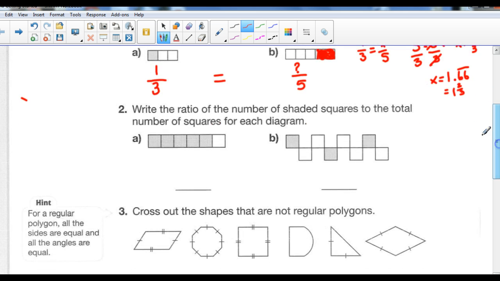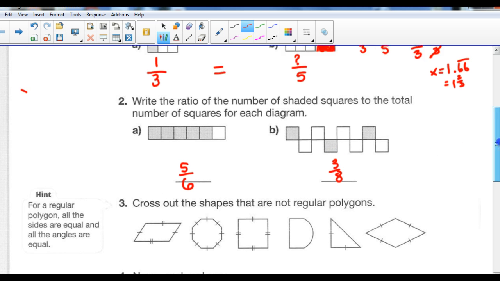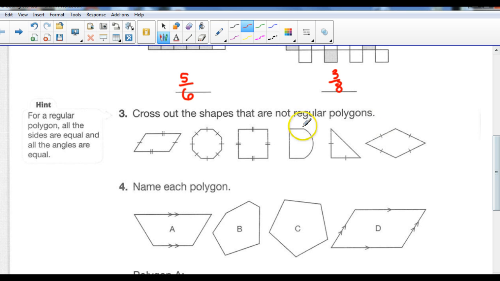Okay? Write the ratio of the number of shaded squares to the total number of squares for each diagram. So 1, 2, 3, 4, 5 out of 6. So the ratio is 5 out of 6. Here we've got 1, 2, 3, 4, 5, 6, 7, 8, and we've got 1, 2, 3 shaded, so this would be 3 out of 8.